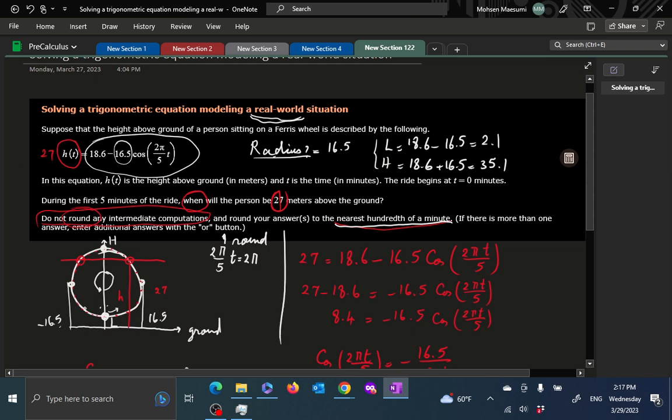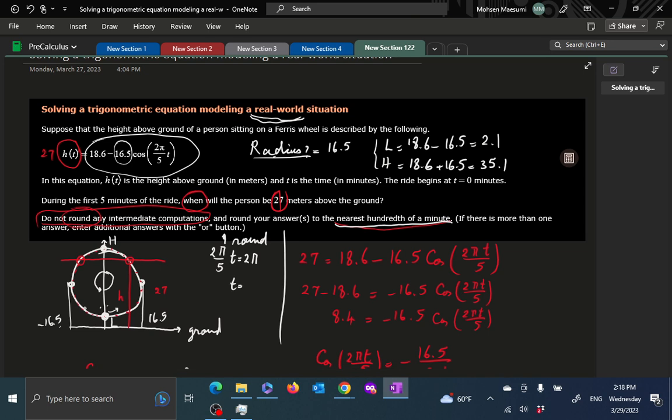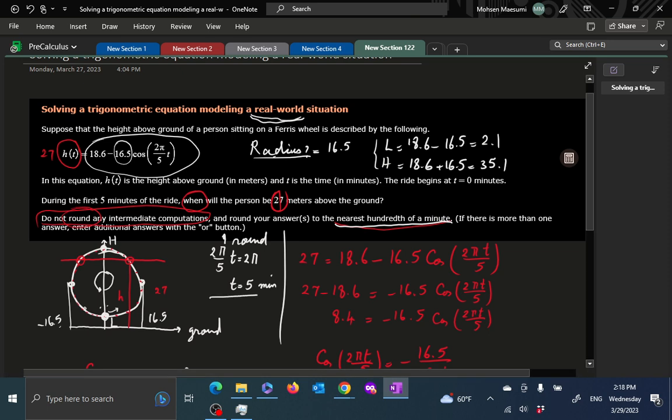One round means the argument of your trig function, sine or cosine, has gone through a range of 2 pi. So what does that mean? You multiply by 5, divide by 2 pi, you get t equal to 5 minutes. So this ride takes 5 minutes. From my experience, that sounds like a very slow ride. Like you're really taking your sweet time going around. 5 minutes to take the whole circle looks kind of very slow.